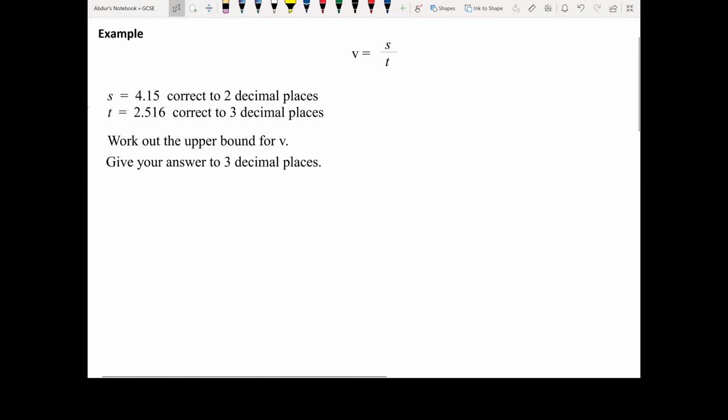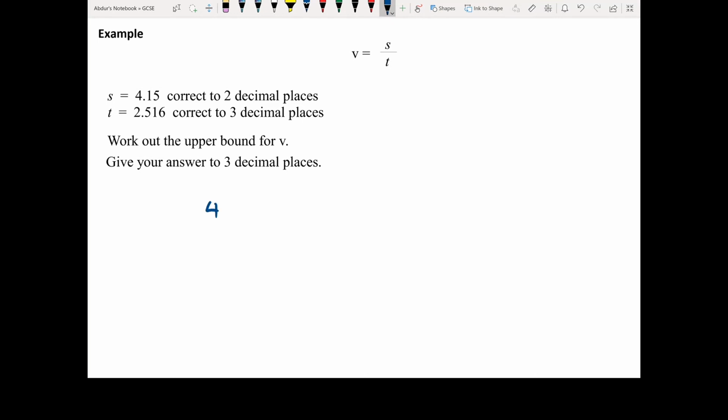Now, the first thing that we're going to do here is find out what the upper bound and lower bound of each of these given values are before we can work out what the upper bound for the value V is. So what is this upper bound value for S, which is equal to 4.15? I'm going to draw a little note to indicate numbers correct to 2 decimal places on either side of 4.15.